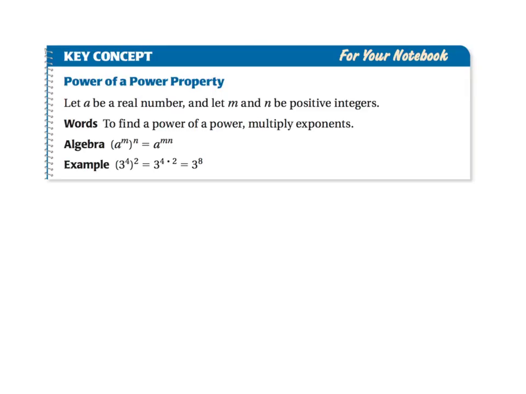And now on to our next property, which is the power of a power property. It states, let a be a real number and m and n are both positive integers. So in words, it says to find a power of a power, you're going to multiply the exponent. So if I have a to the m raised to the n power, I'm just going to take m times n, so I'd get a to the m times n power. So here's an example. If I have 3 to the 4th raised to the power of 2, or you would just say squared, I would just take 4 times 2, so I'd end up with 3 to the 8th power. So a power to a power, you multiply.